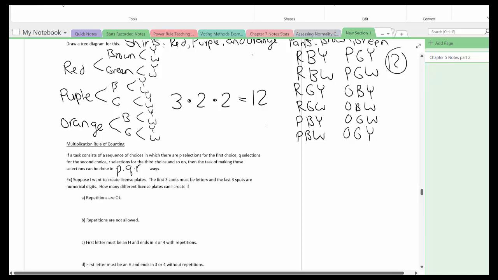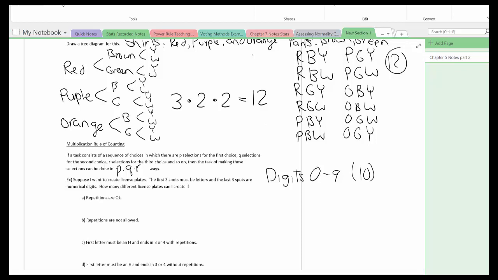Okay, let's take a look at the next example. Suppose I want to create license plates. The first 3 spots must be letters, and the last 3 spots are numerical digits. When we talk about digits, we're talking about 0 through 9, so there's 10 different possibilities. How many different license plates can I create if repetitions are okay?